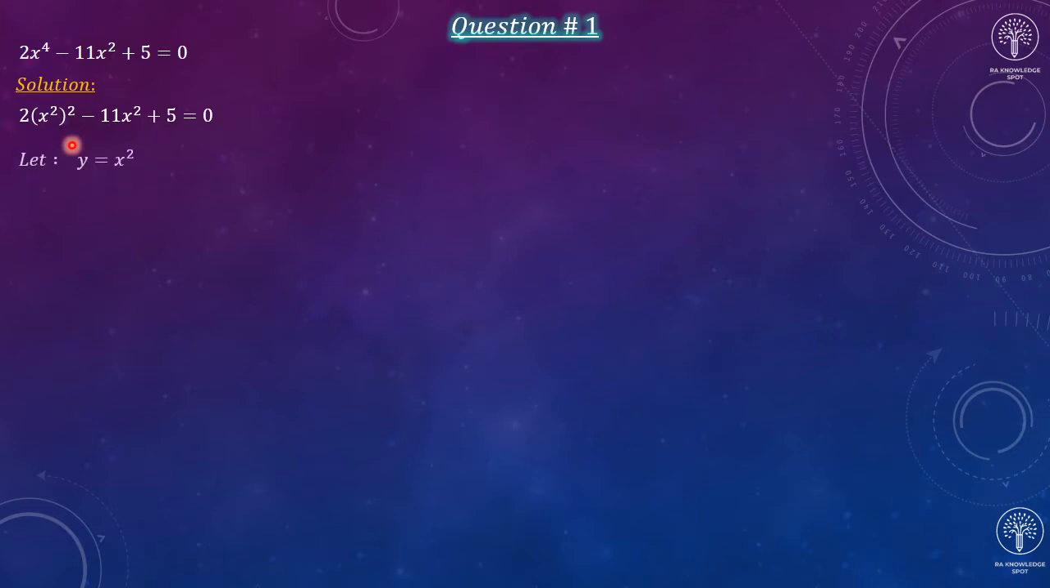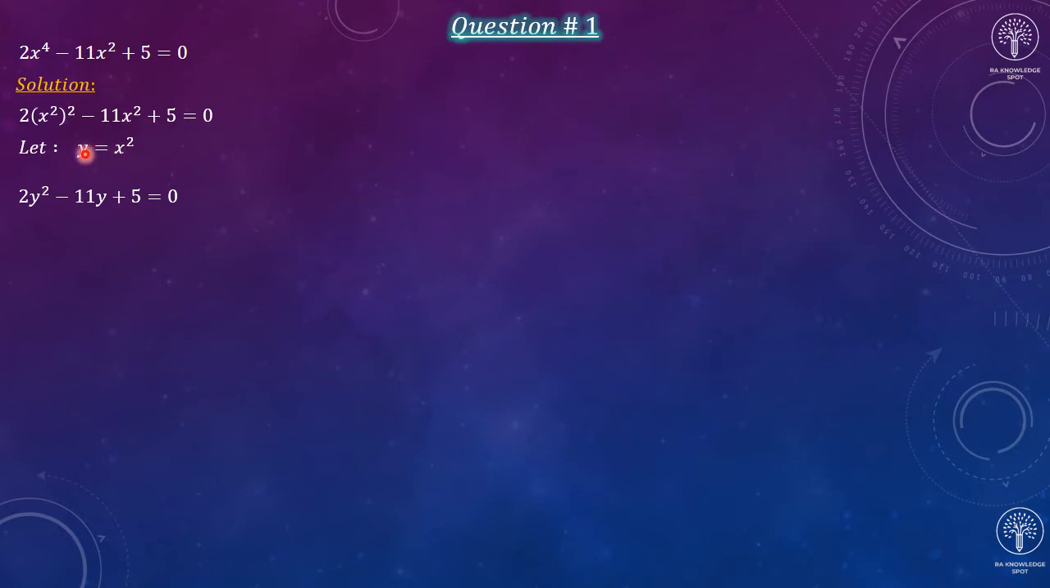Now we have to substitute, or you can say suppose, that this x square is equal to y, or y is equal to x square. You can say x square is equal to y or y is equal to x square, no problem at all. Then we have to substitute this y in the main question. Now replacing this x square with y, because x square is equal to y.